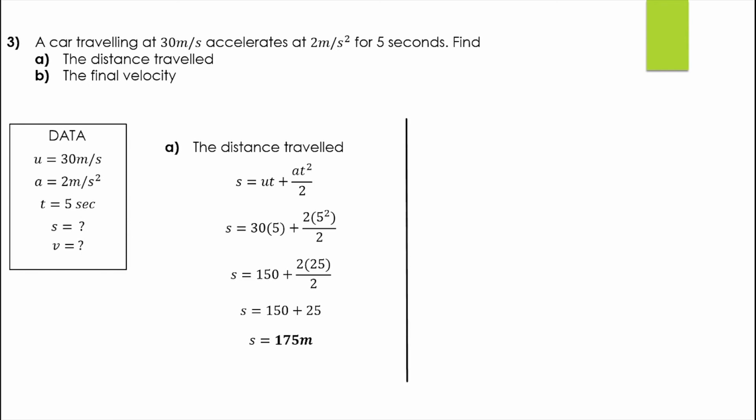Now, how do we find our final velocity? To find our final velocity, we can use any of the 4 equations. But let's check our data if that is possible. Our data only makes it possible for us to find our final velocity using our first formula, which is V is equal to U plus AT.